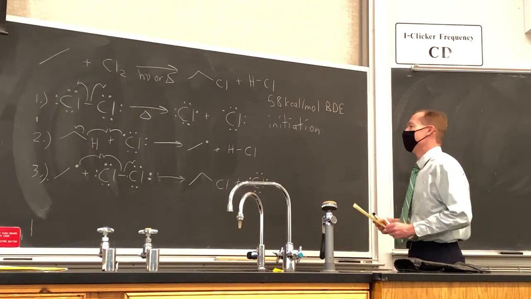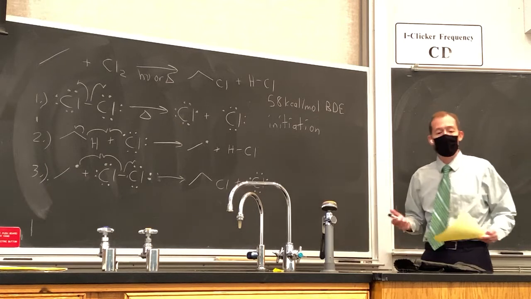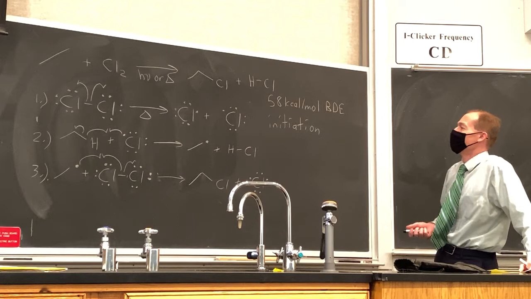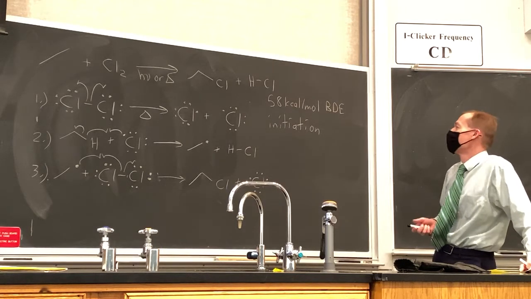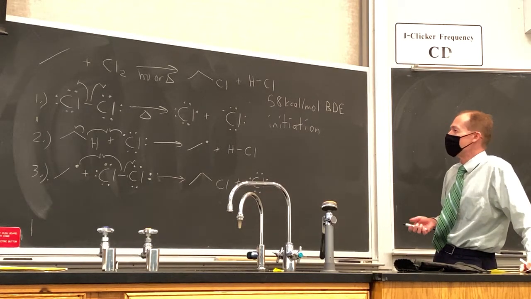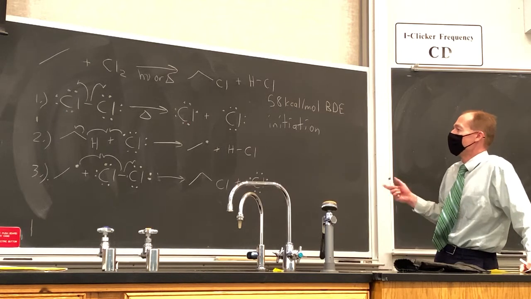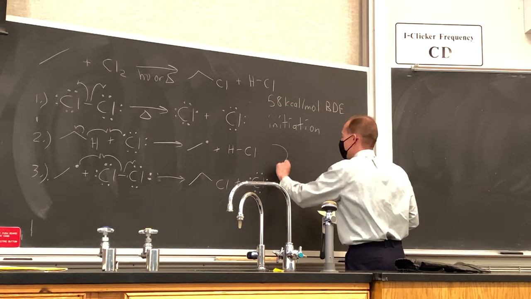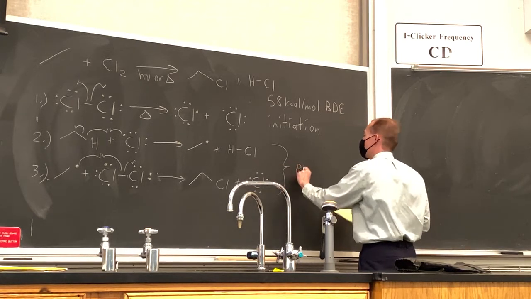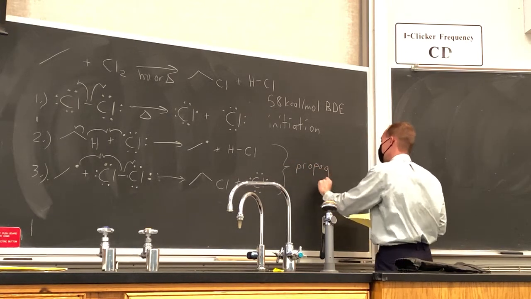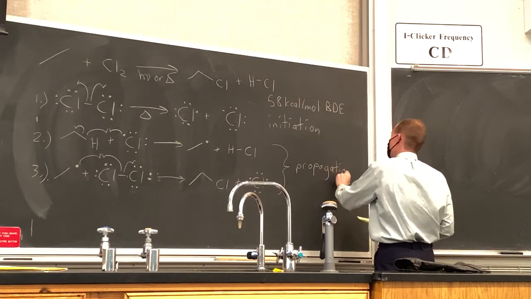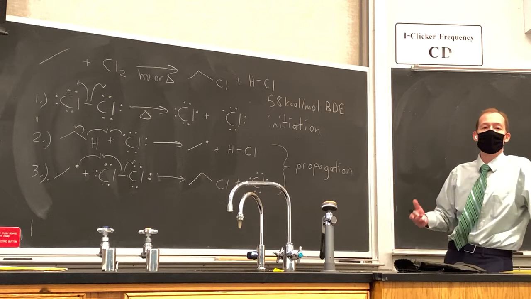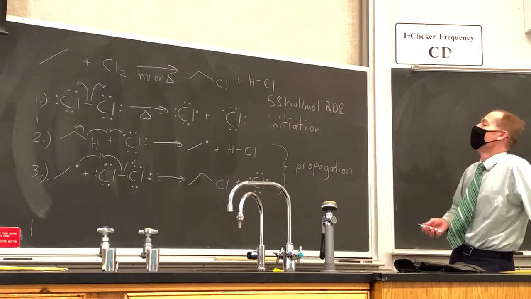So many radical mechanisms, the ones we're going to discuss in this chapter, are going to be chain reactions, where we have an initiation step that forms radicals from non-radical species, and then the subsequent steps are referred to as propagation steps. So step 2 and step 3 taken together are propagation steps because they are propagating the chain process.